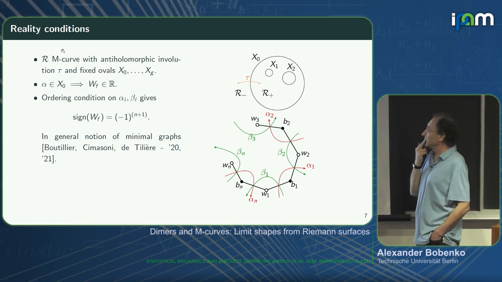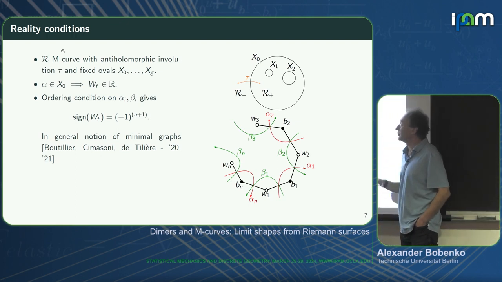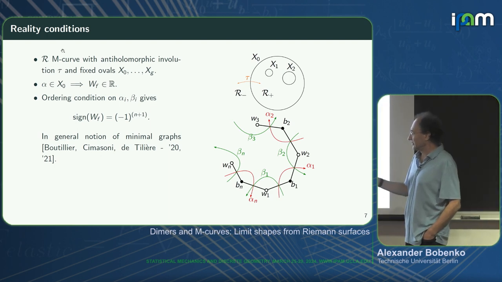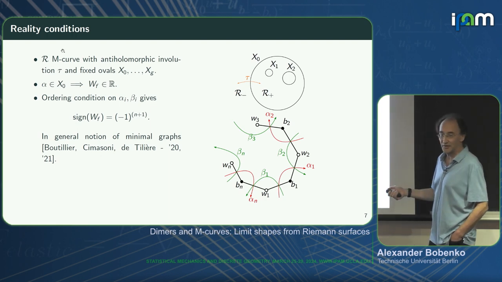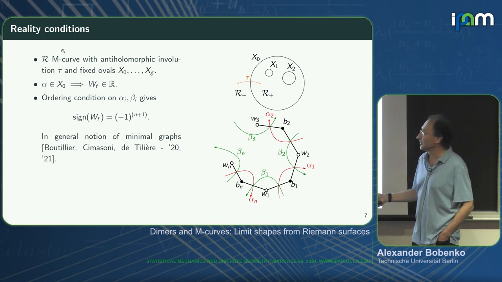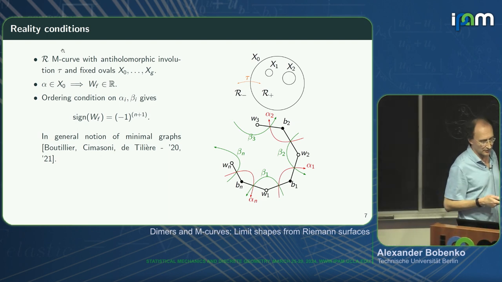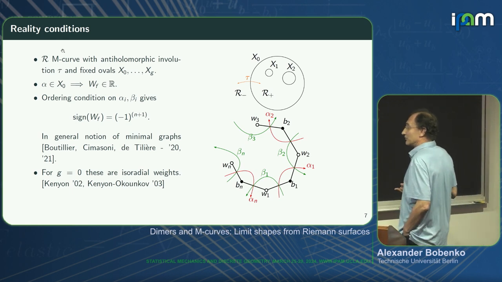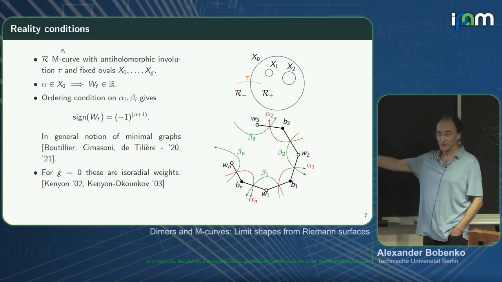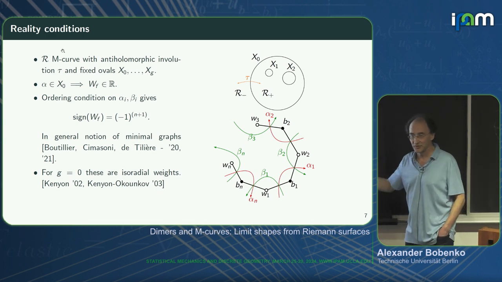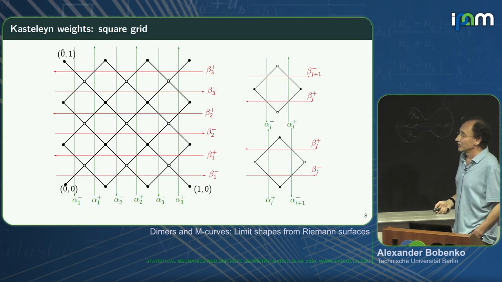Moreover, these alphas and betas, which you have in your theory, should satisfy some ordering condition, some clustering condition. In the most general case of minimal graphs, when the combinatorics is quite general, this condition was established in this paper of Boutillier, Cimasoni, and Duplantier. So it's known how these reality conditions look like. And for g equal to zero, I would like to mention that these weights we have seen here are just isoradial weights of Kenyon and Kenyon-Okounkov. So this is, in a way, a generalization of this theory. Good. Can you explain what the ordering condition on the alphas and betas are? Yeah, this will come.